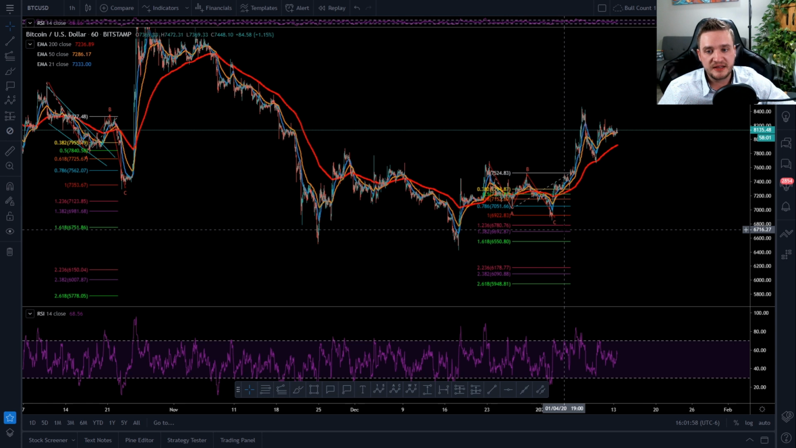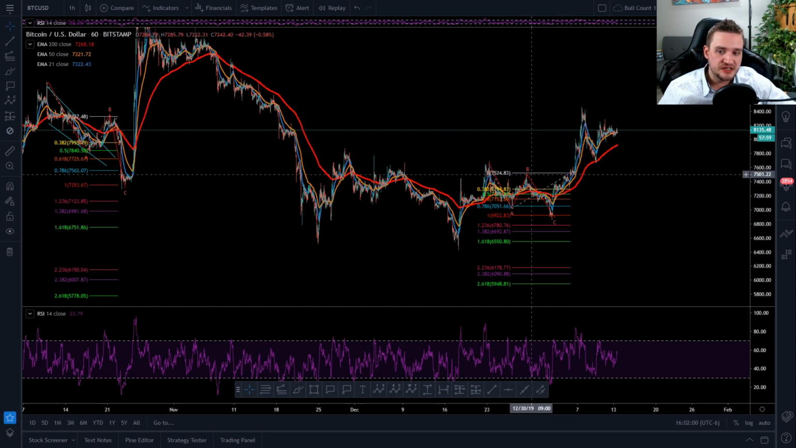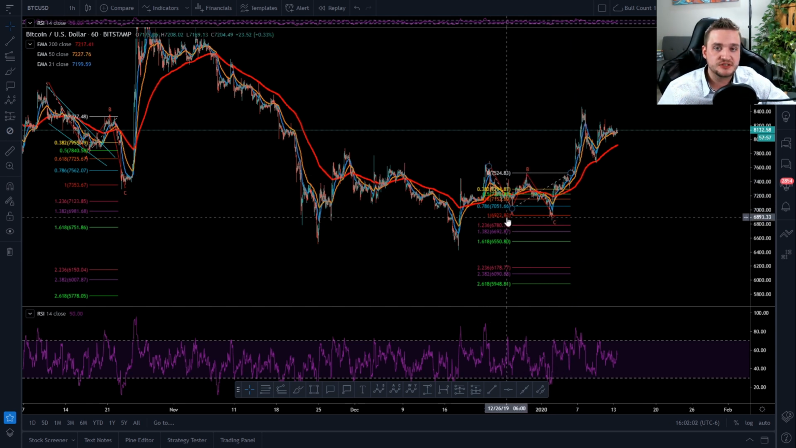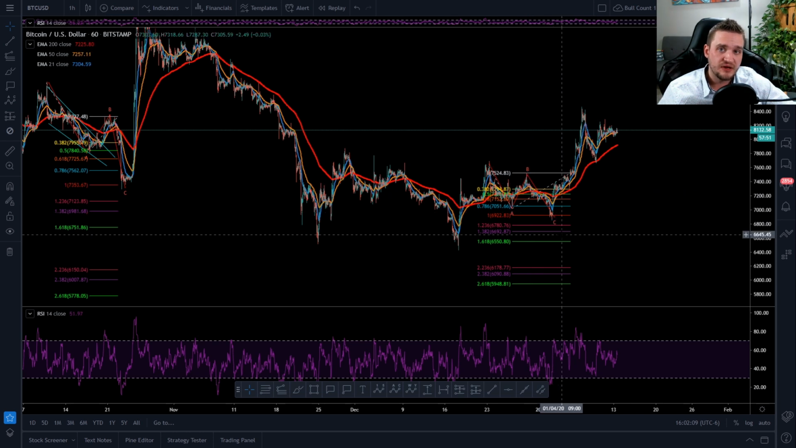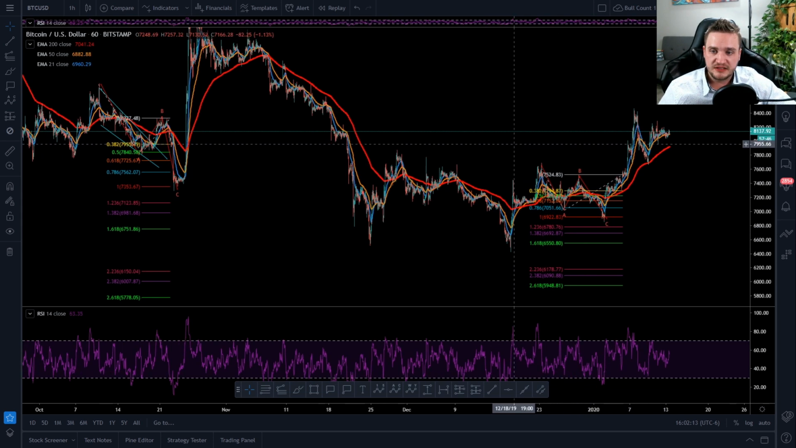The reason for that is because that C wave is just so impulsive, and the first A wave started with the impulse. So most people see it and look at it as an impulse wave, 5, 3, 5. They're looking for continuation, maybe even all the way to the 1.618. All right, let's take a look at this one here.